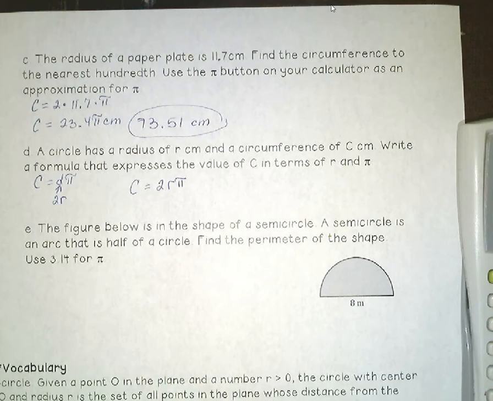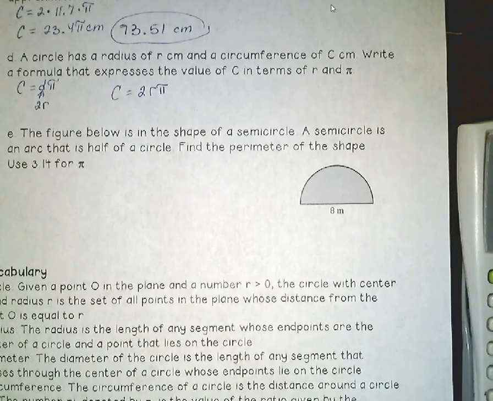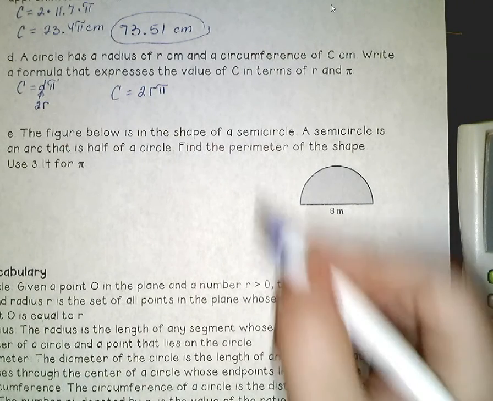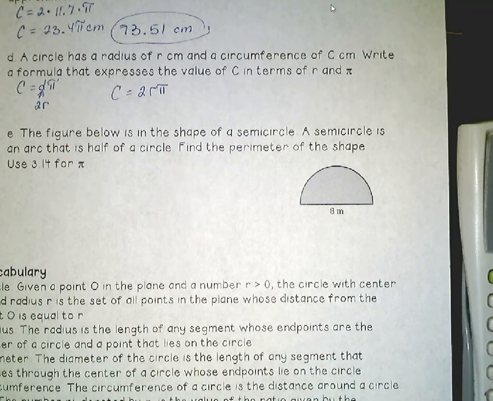Okay. The figure below is the shape of a semicircle. A semicircle is an arc right here, an arc that is half of a circle. Find the perimeter of the shape. Use 3 and 14 hundredths for pi.